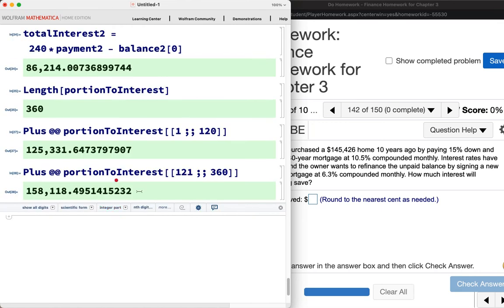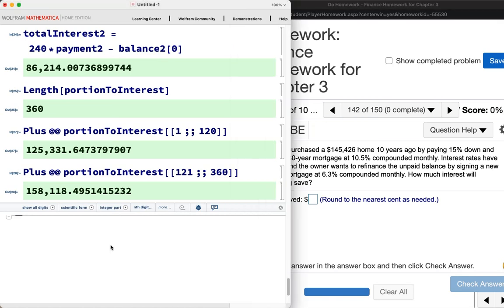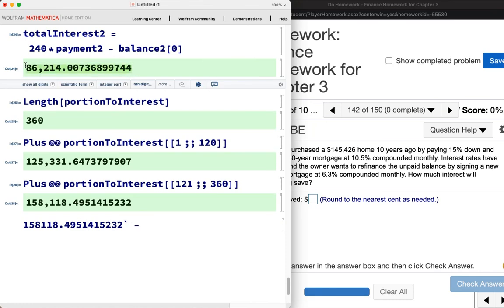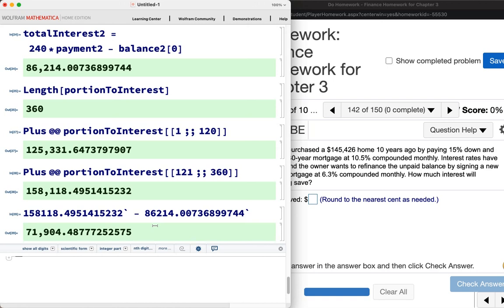So what I have to do is subtract these two numbers. It's going to be this number here minus this number here. And that's going to give me the answer that Pearson wants, okay? I think they just want the final answer. They don't want the intermediate answers. So let's do it like this. I'll just copy and paste. I'm going to copy this number, paste it, copy this number, paste it. What's the difference between the two numbers? The difference is $71,904 and let's say 49 cents.